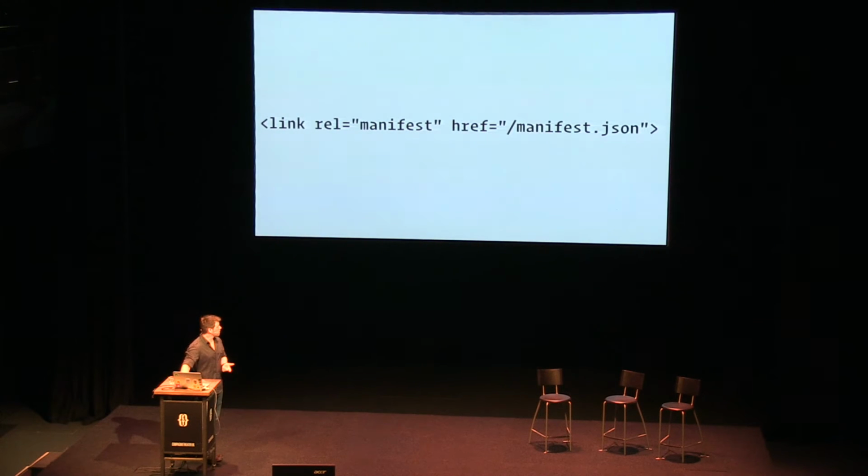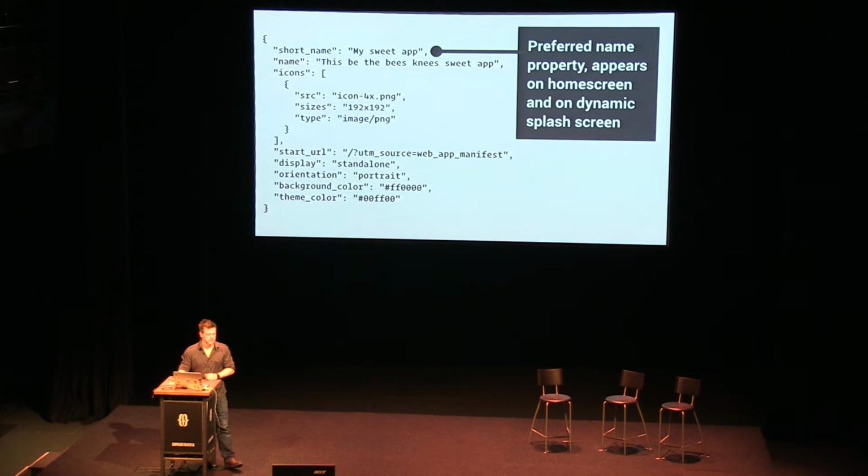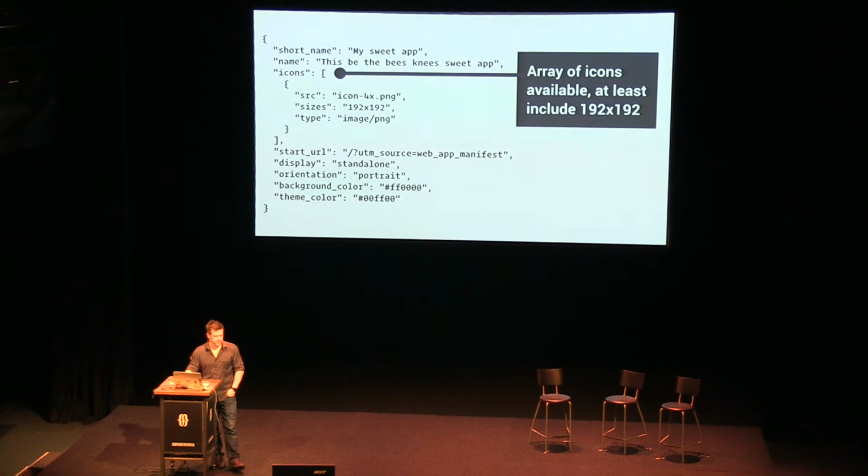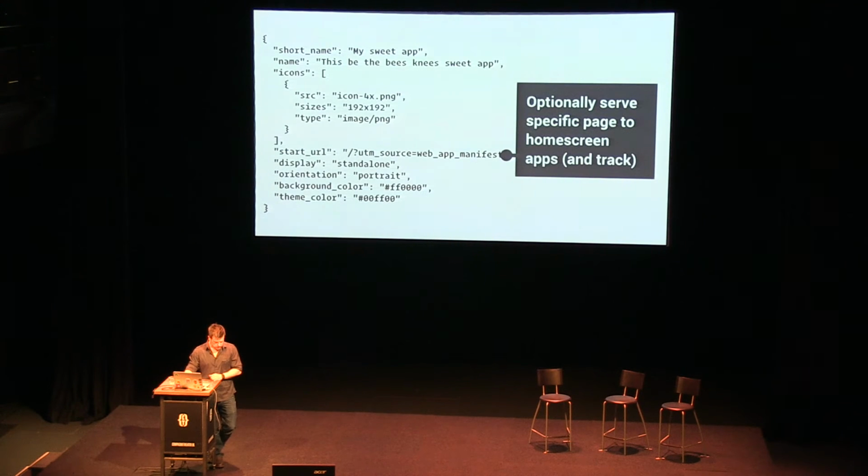You add a link rel that points to a JSON file, and the JSON file describes your application. Now, I've got more than I need in this JSON file. I have a short name for my app. I have high-resolution icons. That's the thing that's going to be used on the home screen, but also the splash screen. So the browser will dynamically create a splash screen based on the browser and based on the icon and the description.